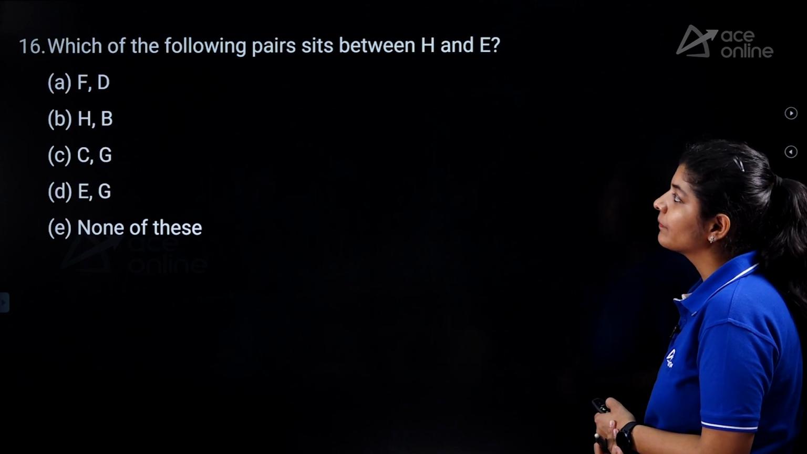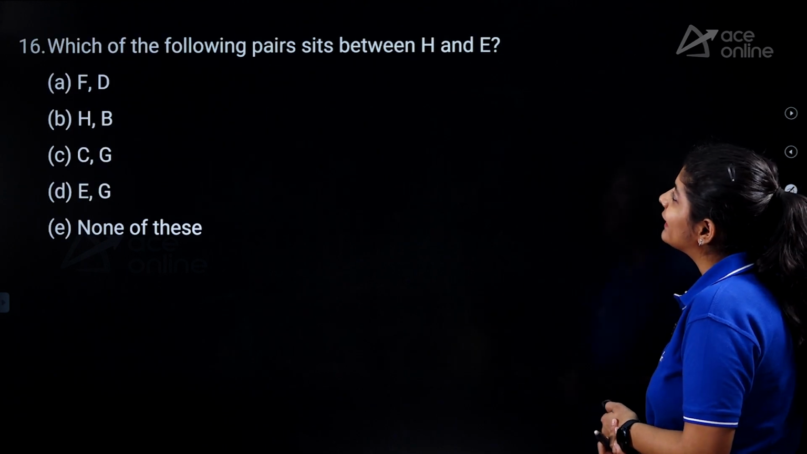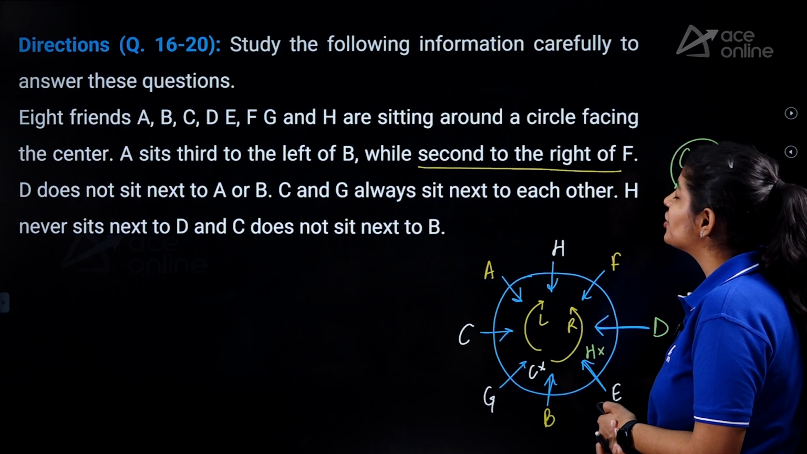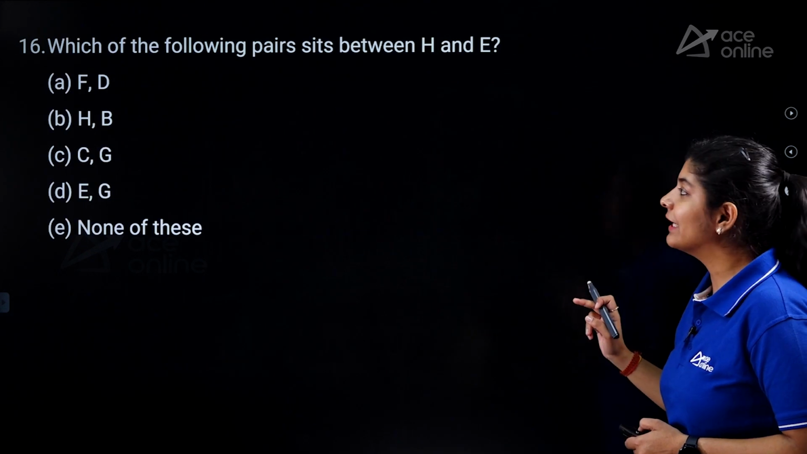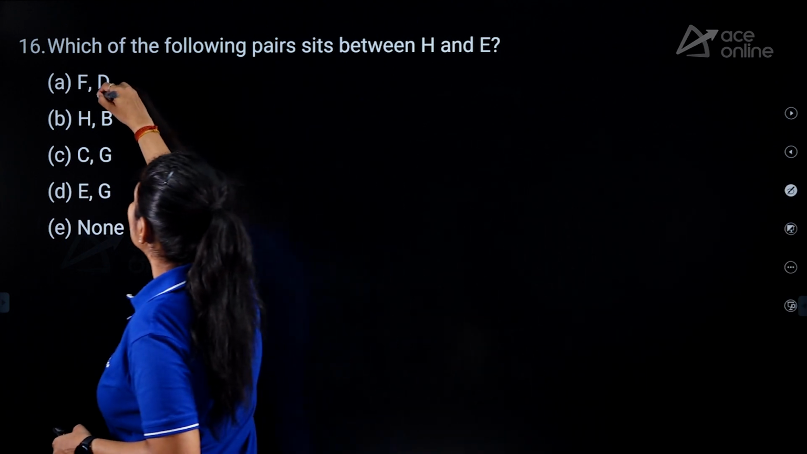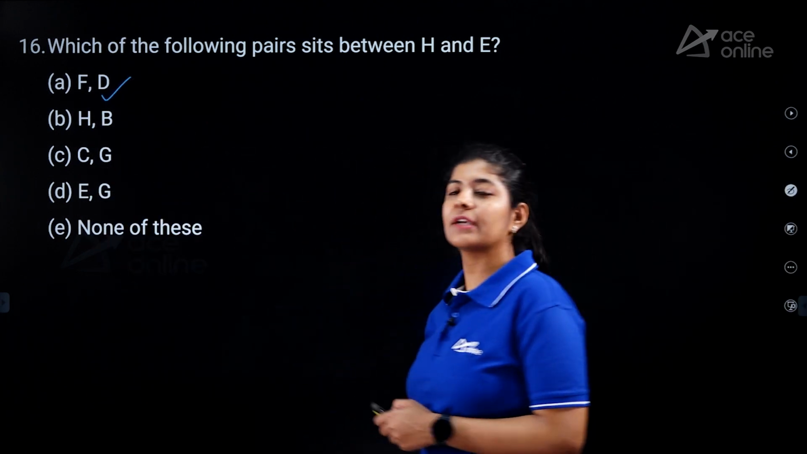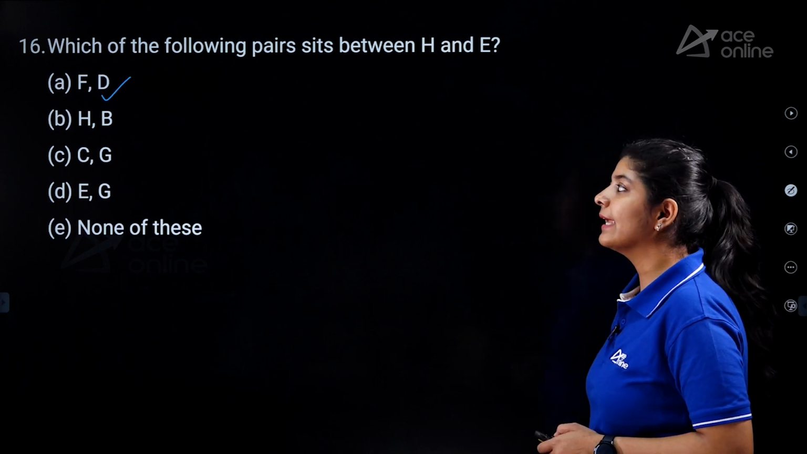Let's answer them. Which of the following pair sits between H and E? H and E. So basically F and D are sitting. So the correct option over here is option number A.